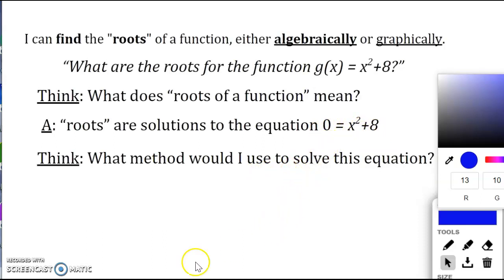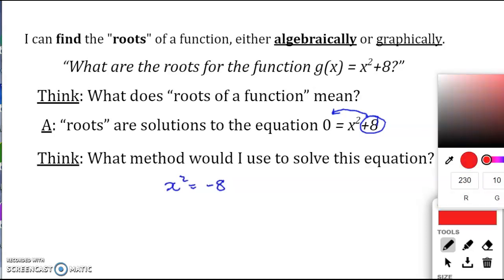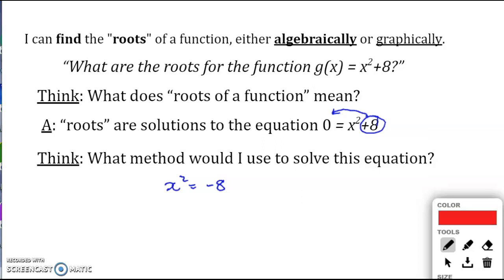What's the easiest way? Well, hopefully you're telling me square rooting, because you just have something squared plus a constant equal to 0. So that means I can bring the plus 8 to the other side by subtracting 8, so you have x squared is equal to negative 8. Then from here, I take the square root of both sides, and remember, this is when you get your plus or minus sign. Do not give it to me right at the end. I want to see it right here as part of your work.